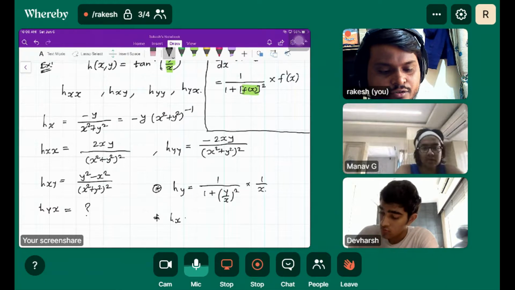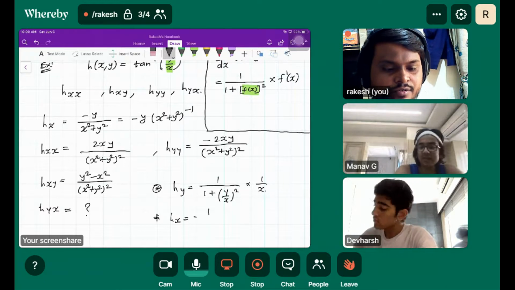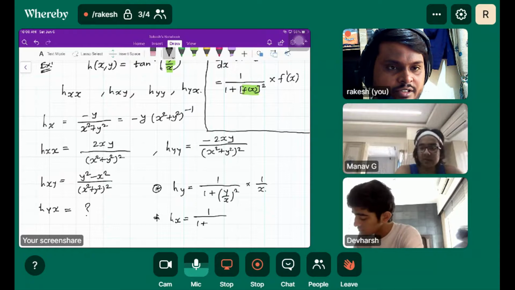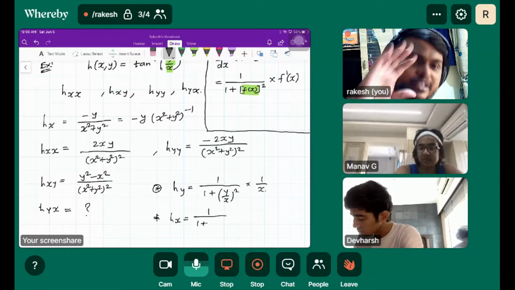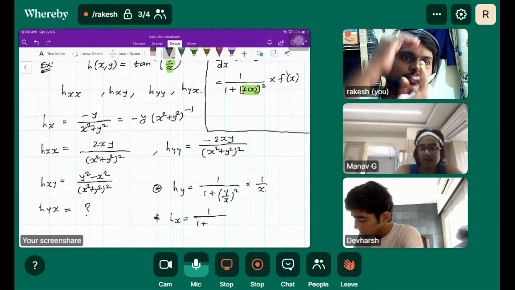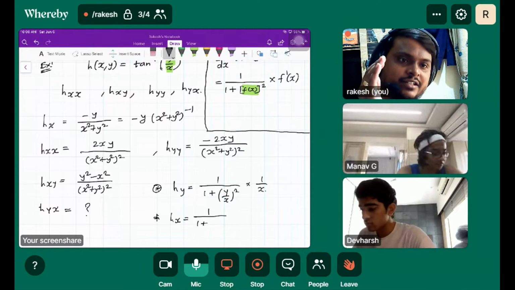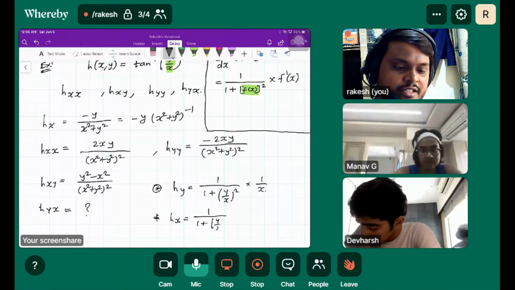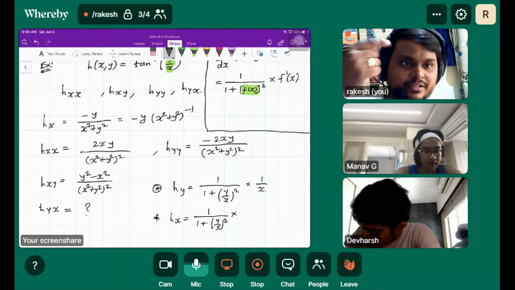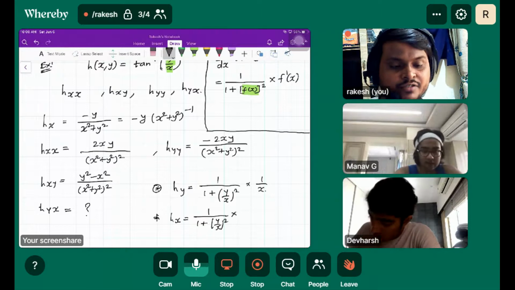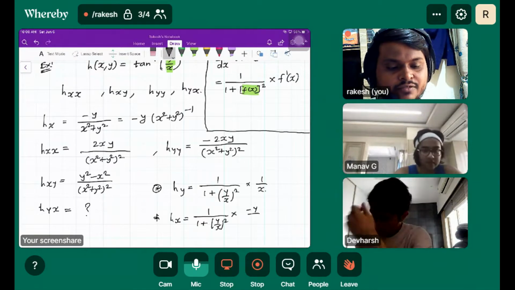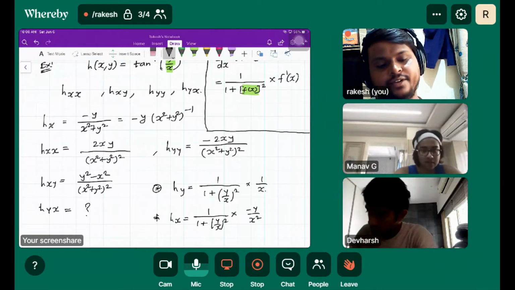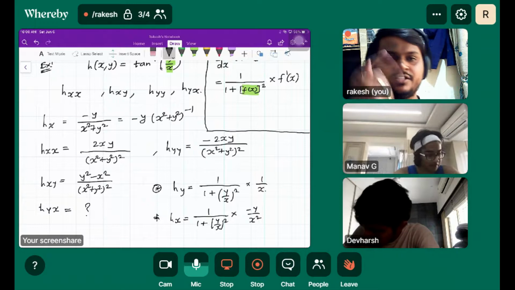Let me find out h_x also. It should be the same as this with x, right? Why is it different? It should be the same as this. We have to consider the whole term, whatever the derivative is, that's secondary. So h of x is (y over x) the whole square into the derivative of y over x. And that derivative of y over x is basically minus y over x square, because the derivative of 1 over x is minus 1 over x square.